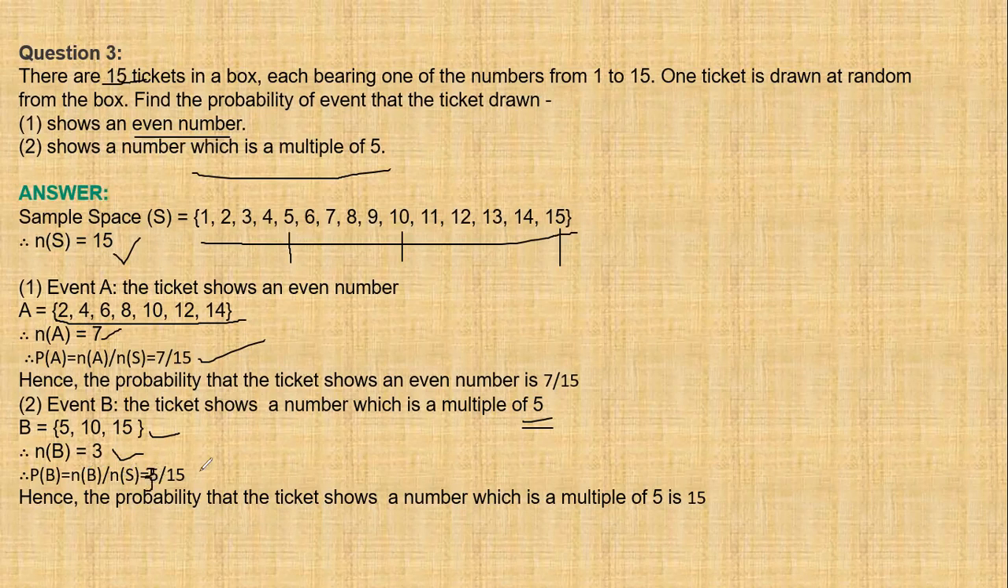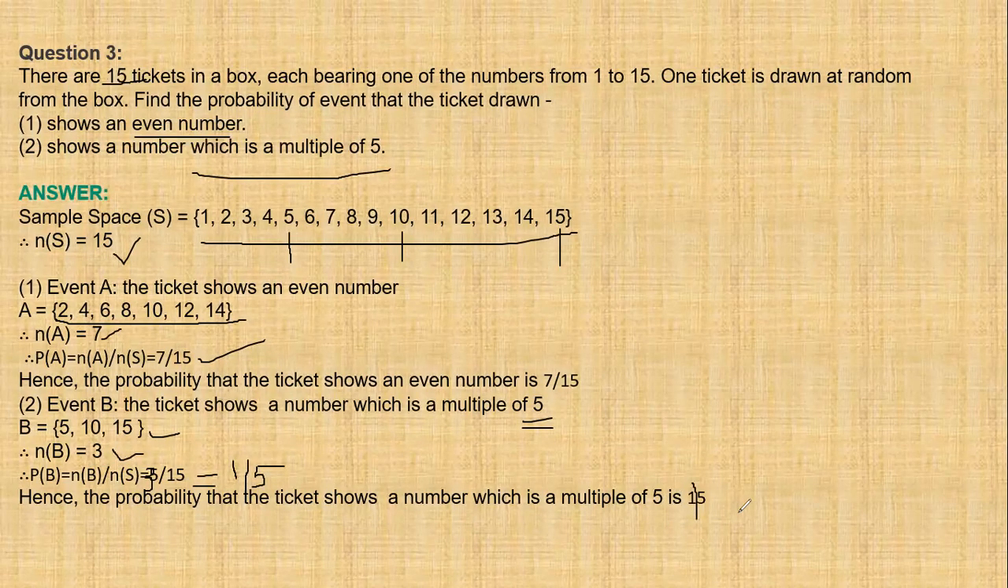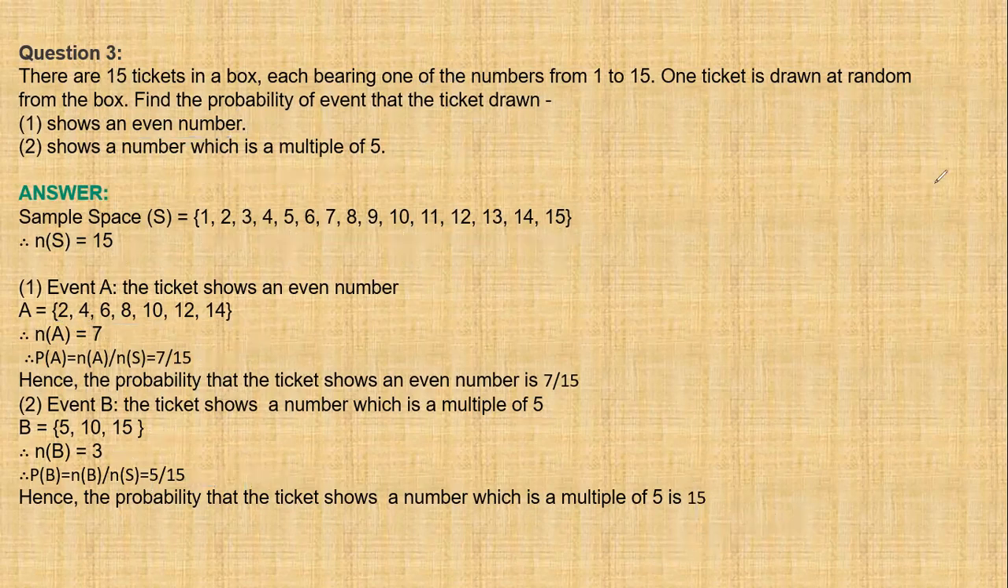So 3 upon 15, what do you get? You get 1 upon 5. So that is your answer. It is 1 upon 5. So the probability that the ticket shows a number which is a multiple of 5 is 1 upon 5. So this way you get your answer. Is it clear? Hope that it is clear to all of you.